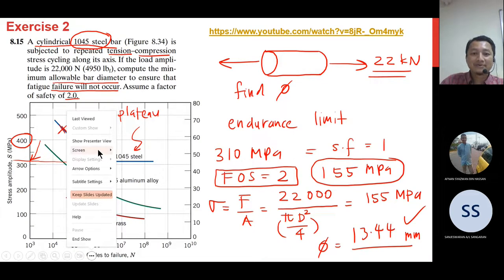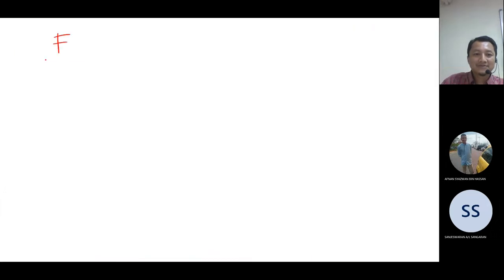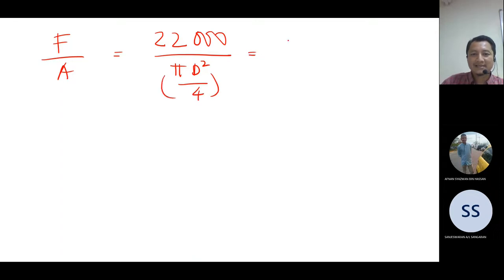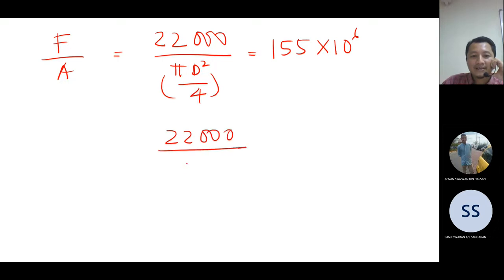Perlukah saya tulis ni? 20,000. So, force over area. 22,000 bagi pi d squared bagi 4 sama dengan 155 darab 10 kuasa 6. Jangan lupa 10 kuasa 6. Pi d squared over 4, betul lah. So bawa sana bawa sini, 22,000 bahagi pi d squared. Ulang balik, 155 darab 10 kuasa 6 pi d squared over 4.